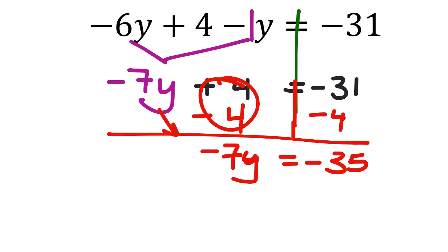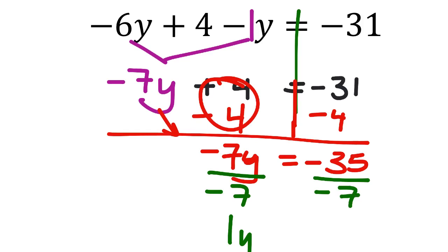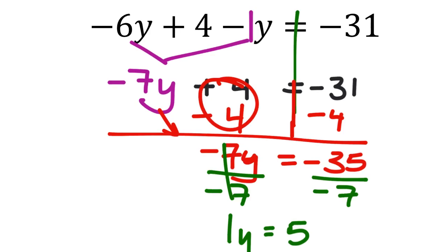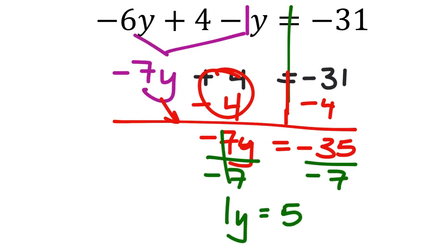And to finish off and make this 1y, we'll just divide both sides by negative 7. So that makes that a 1y. Negative 35 divided by negative 7 is 5. So y is 5. Sorry, that is a y right there. Y is 5, and we'll just double check.